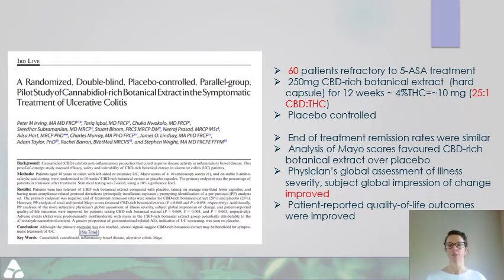And also the physician's global assessment of illness severity also improved. So the doctors who were treating these patients felt that those who were on the active treatment, who were on CBD, were doing better overall. And also the patients reported that their quality of life was significantly improved with CBD. So I think this is an example of getting the dose right and being able to translate that into seeing a significant improvement in the endpoints, but probably having chosen in hindsight the wrong primary endpoint.